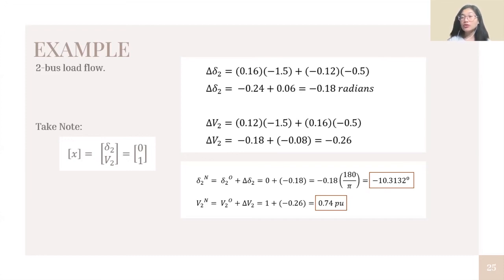We are to solve now for our V2. Kung natatandaan natin, it is part of our rule to solve for the degrees or the delta first before our voltage. So our new value of our V2 is going to be the old V2 plus our delta V2. So, ang old natin, base dito, is 1. So, that's going to be 1 plus, and yung ating delta V2 is negative 0.26 based sa calculation natin. So, that's 1 plus negative 0.26. We are to arrive at an answer, press your calculators, that's 0.74 per unit.